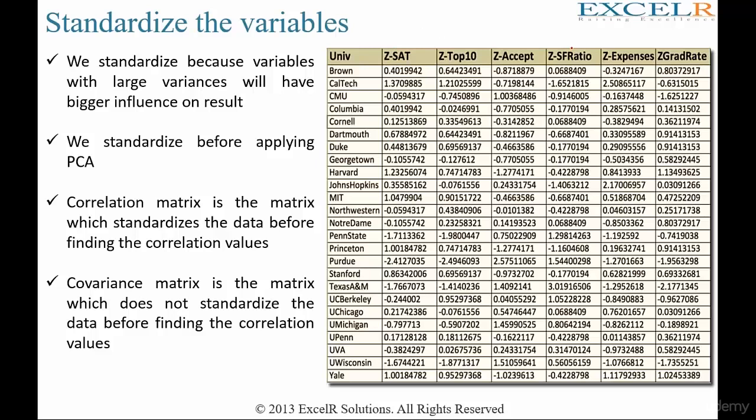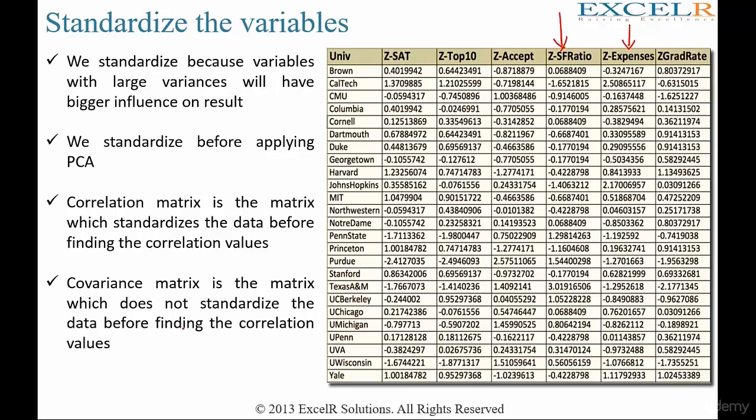And this is your standardized data basically. Same university data set, this is the standardized data. So we standardize because the variables with large variances will have bigger influence on the result. So you have expenses, right, which is a big number that's going to have huge influence. Hence we standardize the values. So we standardize before applying PCA.